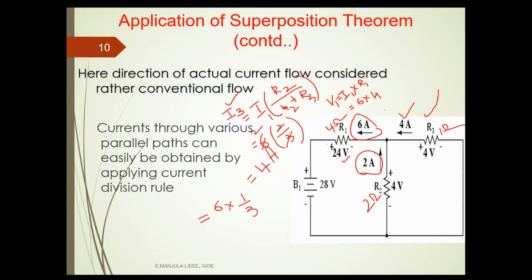Okay, 1 is the resistance of R3. So here you will get directly that is 2 amps, which is the I2 current. Okay, so this is by the current division rule. So now we got 2 amps.